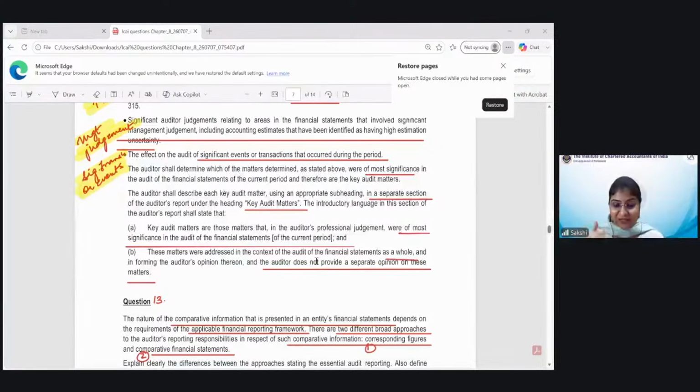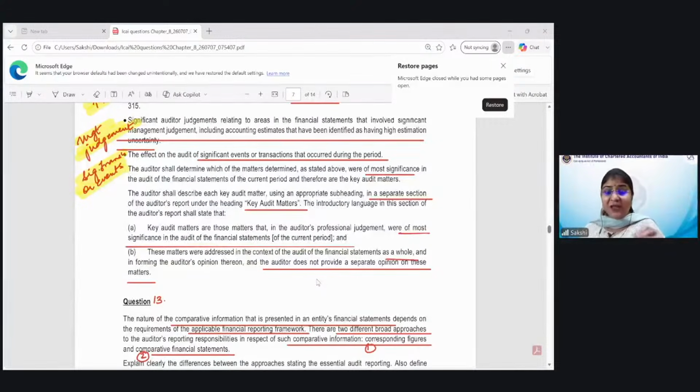Number one, he will mention this. Then, what are these matters? These matters were addressed in context of the audit of financial statement as a whole, means they are going to be pervasive. They will affect the financial statement. And informing the auditor's opinion, the auditor does not provide, very important, like there he said in EOM, he is not qualifying the opinion on the basis of this EOM.